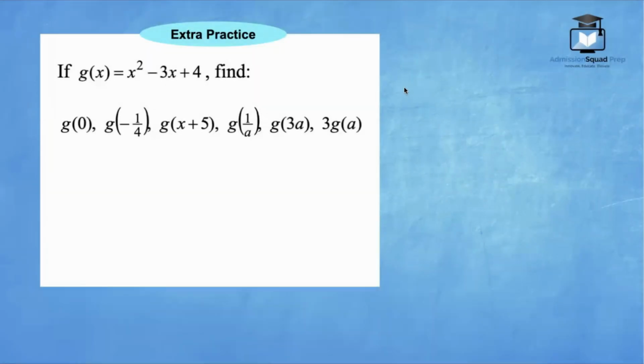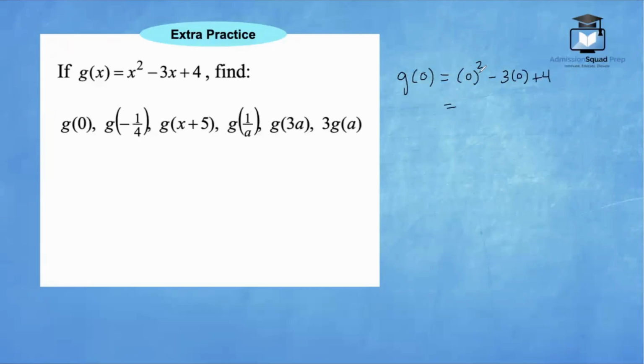Now let's get some extra practice evaluating functions. Take a look at this example. If g of x equals x squared minus 3x plus 4, find the following. The first question is asking us to evaluate g of 0. That means when x is 0, what is the value of g of x? So we can go ahead and replace x with 0. We will have 0 squared minus 3 times 0 plus 4.